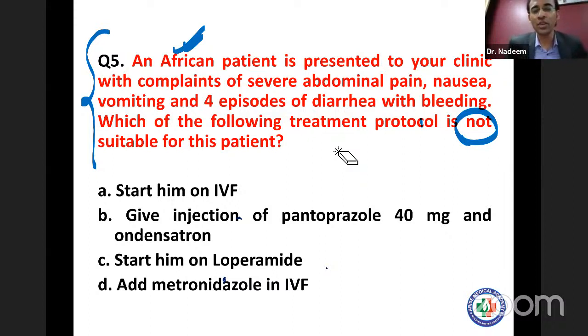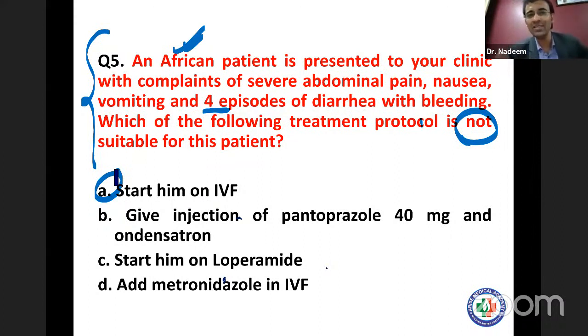I have asked which of the following treatment protocols is not suitable for this patient. So see each and every option carefully. When the patient had 4 episodes of diarrhea, the patient is having dehydration for sure. So I will start him on IV fluid. Yes, so option A is correct.